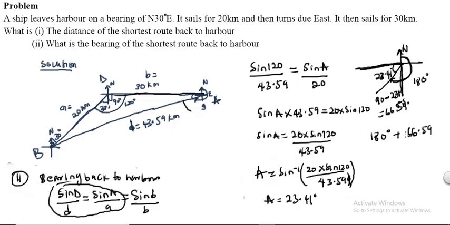So if you add the two angles up, you get 246.59 degrees. So that means the true bearing from this point back to the harbor is simply 246.59 degrees. So that's it on how to solve this kind of problem. But let's take a look at one extra example.